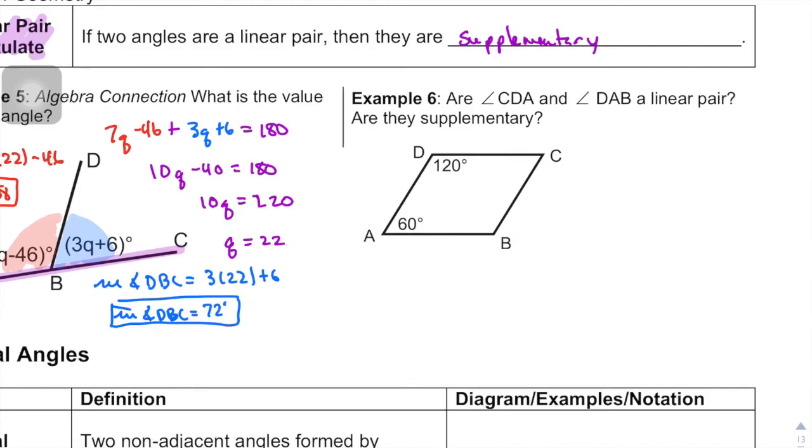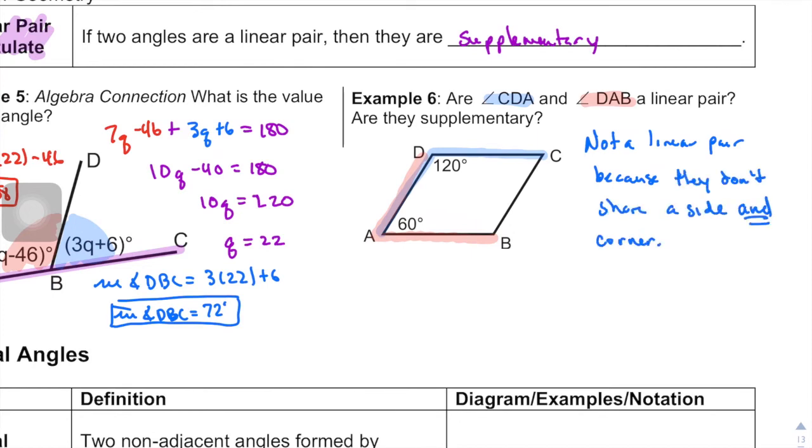Example 6, are angles CDA and DAB a linear pair? Are they supplementary? First off, if it helps, I'd like to highlight these angles. CDA. So are they a linear pair? Well, I would say no, because although they share a side, here in purple, they don't share a corner. So they are not a linear pair, because they don't share a side and corner.